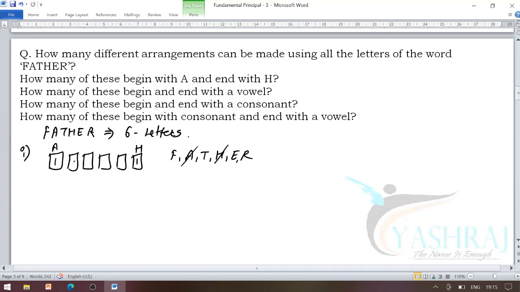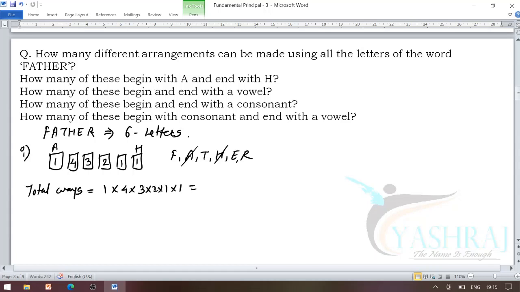So there are 4 ways to fill up the second box, following which 3 ways to fill up the third box, 2 ways to fill up the fourth box, and only 1 way to fill up the fifth box. So as per the multiplication principle, the number of 6 letter words that can be formed using the letters in the word F, A, T, H, E, R that begin with an A and end with an H is given by, I will write in short, total ways equals, as per the multiplication principle, 1 into 4 into 3 into 2 into 1 into 1.